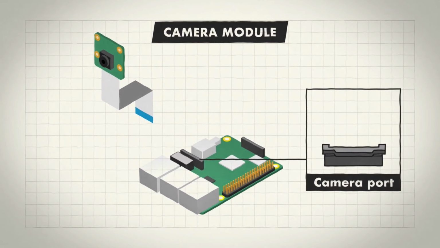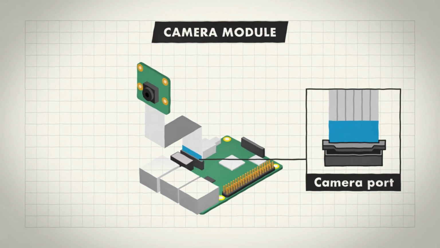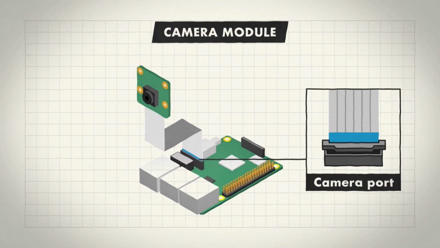Now, lift up the small tab on the port a few millimeters and then slide in the camera cable. The tab does not come off, it just becomes a bit wobbly. Make sure that the blue side of the camera cable is facing the Ethernet port and press it into the port. Make sure that the cable is level when you push it in. Push the tab back down into place over the port and the camera should be securely attached.